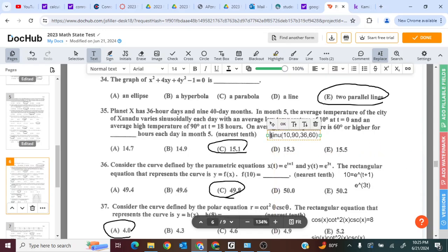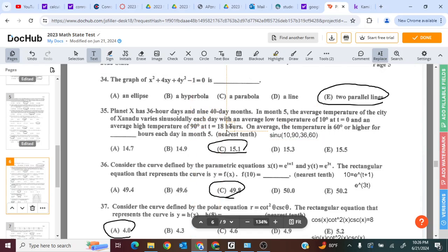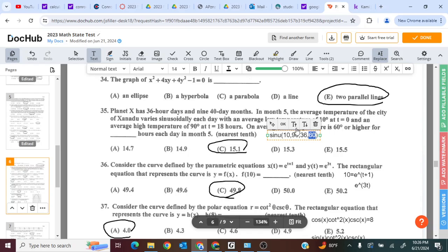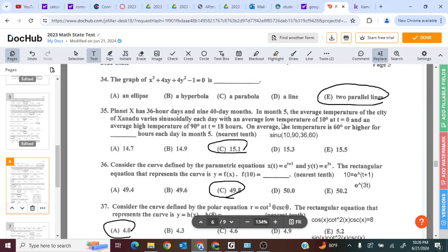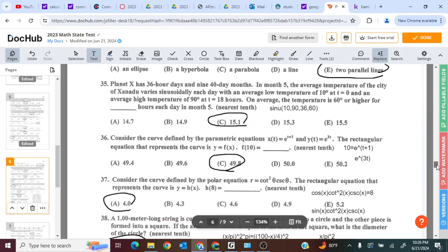Use the sine program. Put in your lower, put in your higher, put in your period. It goes from high to low in 18 hours, so your period is 2 times that. Then you're looking for when it's higher than 60 degrees, so you know your y. 60 degrees, you get 15.1 as your time.